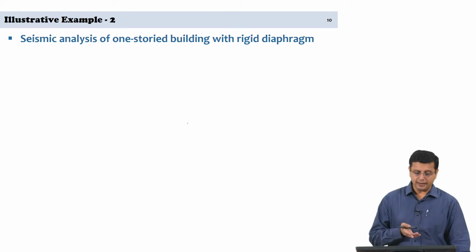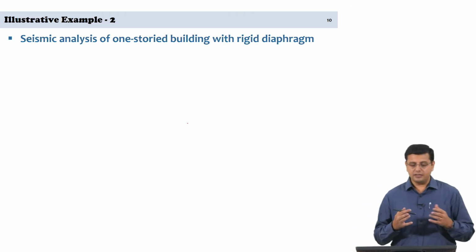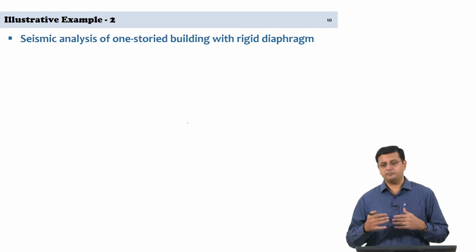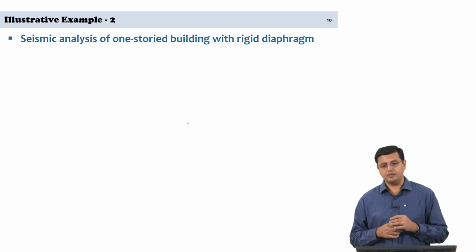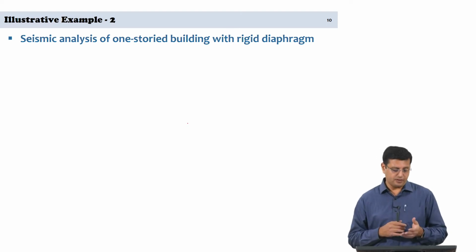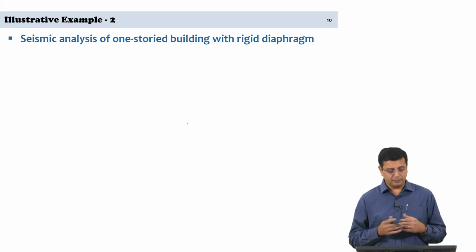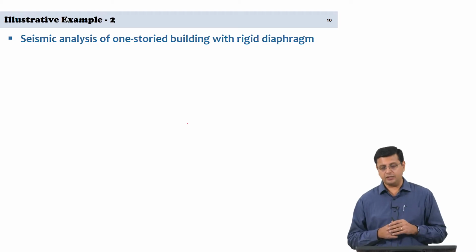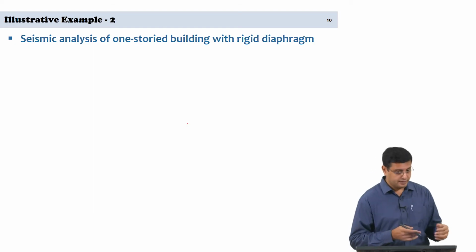Let me move on to the second illustrative example. It deals with a single storied building again, but with a rigid diaphragm. In this condition I would like to arrive at the design forces for the different walls. So this week you are actually making calculations on the distribution of shear force to walls when you have the rigid diaphragm assumption. Now you will see an example which is embedded within a design approach.